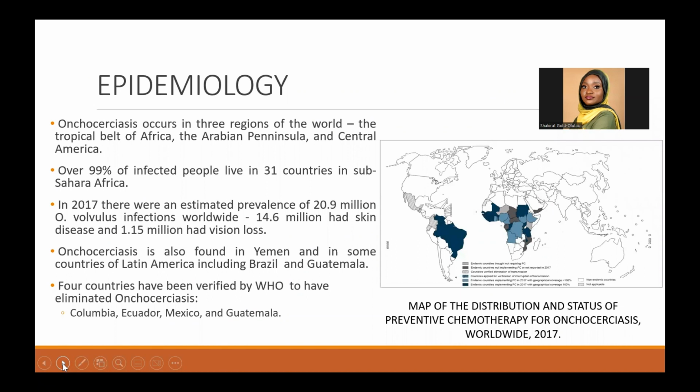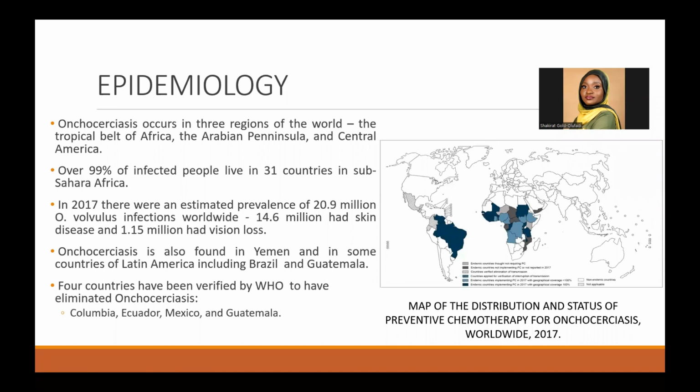So onchocerciasis occurs in mainly 3 regions, but 99% is in sub-Saharan Africa. There are just pockets of cases in Central America and Yemen in the Arabian Peninsula. But most of the cases are in African countries, as we can see here. Most of these countries are endemic countries, including our Nigeria, of course. And in 2017, the estimated prevalence was 20.9 million worldwide, out of which 14.6 million had skin disease and 1.15 million had visual impairments or visual loss.